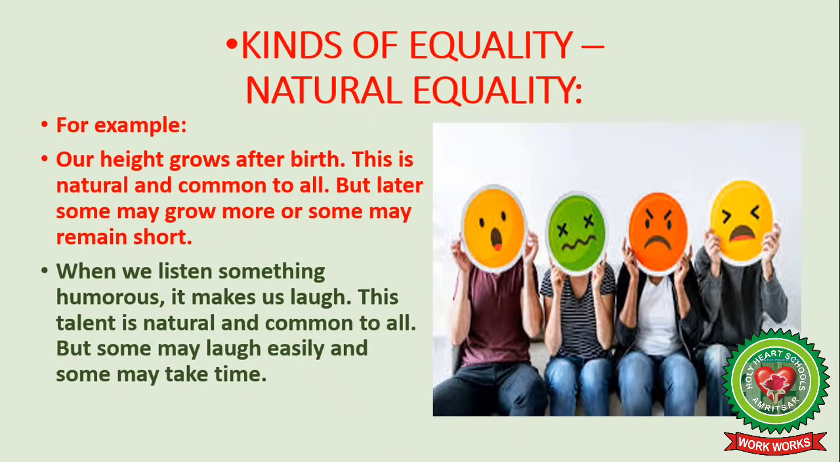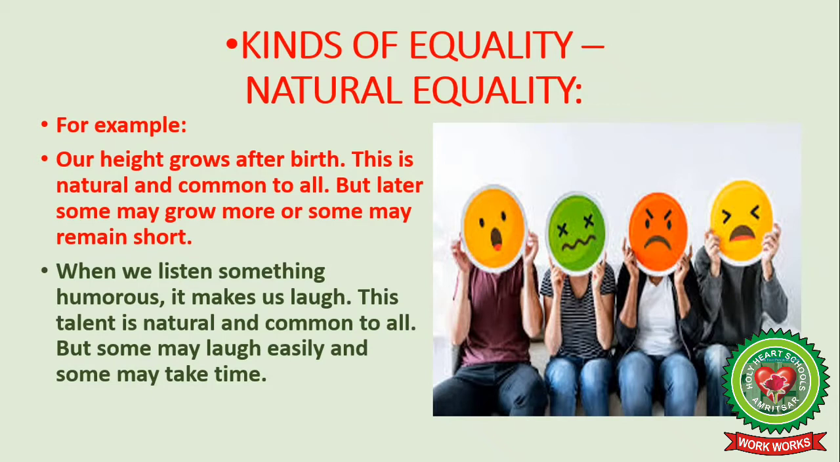Now, I will discuss the kinds of equality. I told you there are 6 kinds of equality, and the first kind is natural equality. The example is that our height grows after birth. This is natural and common to all, but later some may grow more or some may remain short. That can also happen. The next example is that when we listen to something humorous, it makes us laugh.